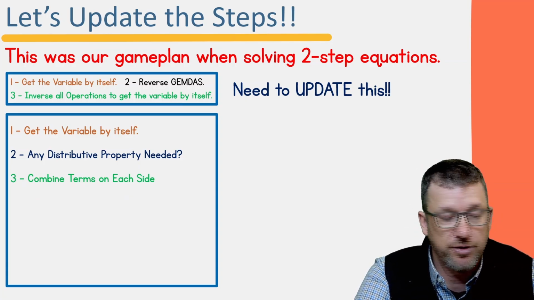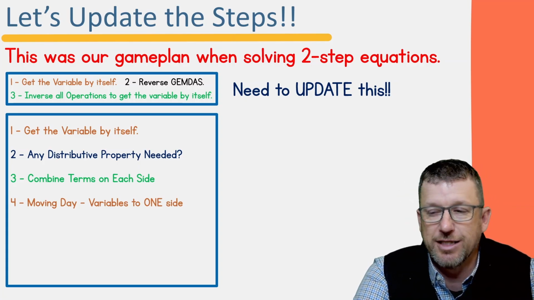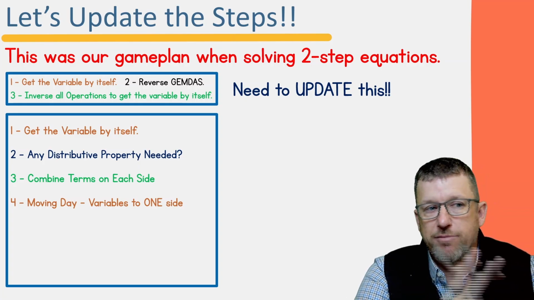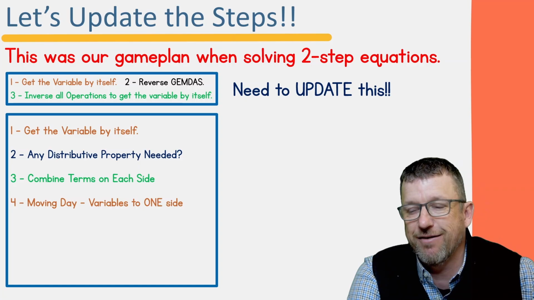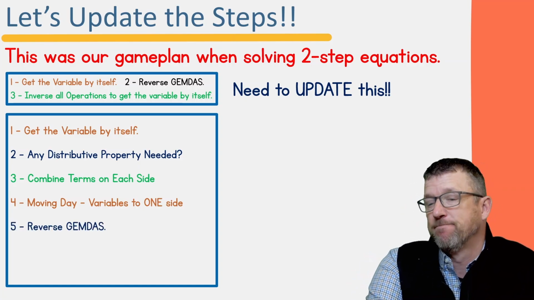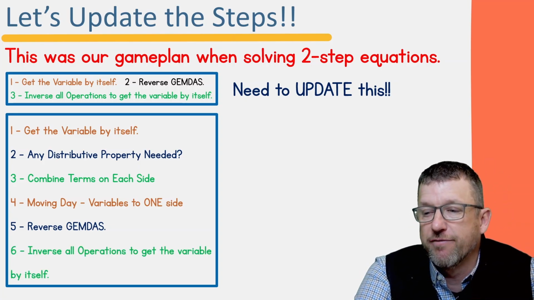If you got that done, if there's nothing to do, then you can move on to step 4, which is moving day. Get the variables all on one side. So if we have 4c on one side and 7c on the other side, we're going to move one of them to the other side just to get the variables all on one side. Then after that, it's reverse GIMDAs again. Get reverse GIMDAs going, and then inverse all operations to get the variable by itself.